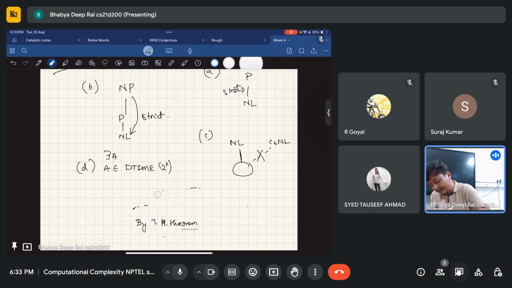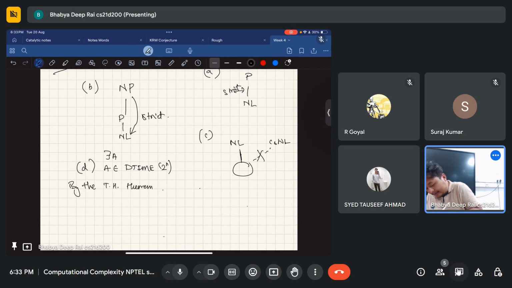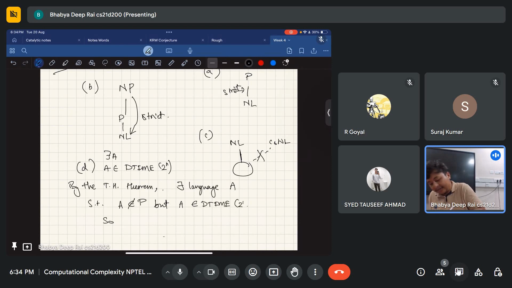Okay, let me write that. By the time hierarchy theorem, there exists a language L. I'll call it A. There exists a language A such that A is not in P, but A is in DTIME(2^n). So not EXP exactly, this is DTIME of 2 to the n. This is slightly different from EXP.